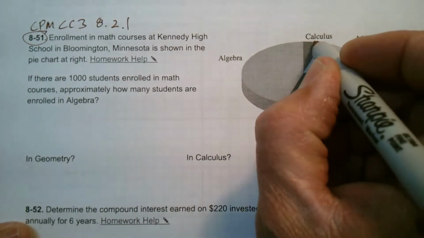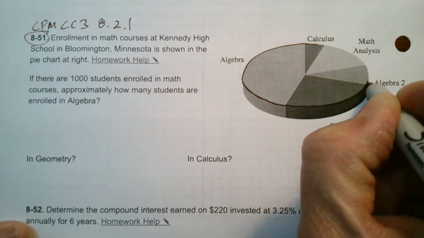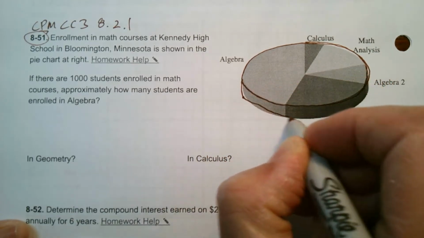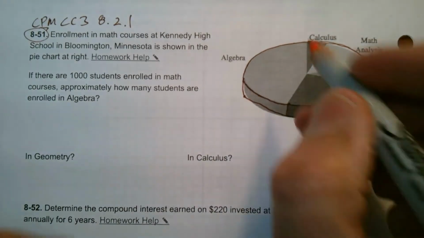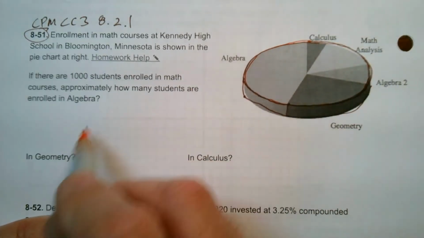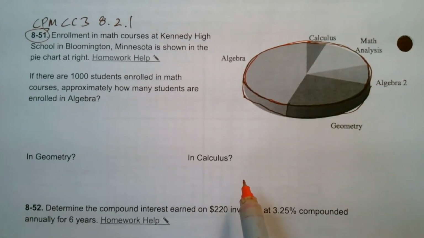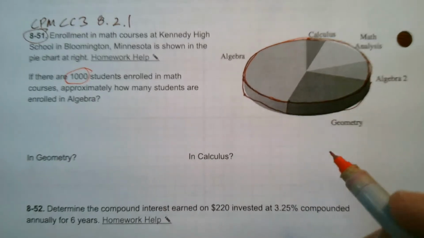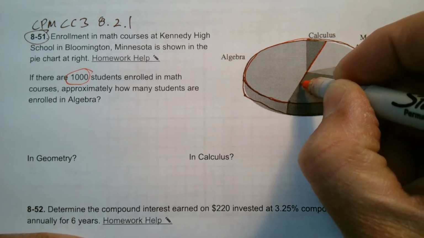So this is a pie chart, but if you look at it, it's three-dimensional, right? You can kind of see the shape of that circle, but then you see the edge of it. So it's just a three-dimensional pie chart. What we're really going to look at is how much of that circle is represented by algebra, geometry, and calculus, when all of it is actually 100%, which is 1,000 students.